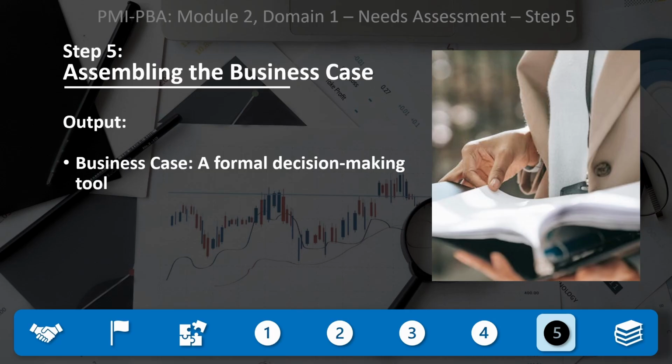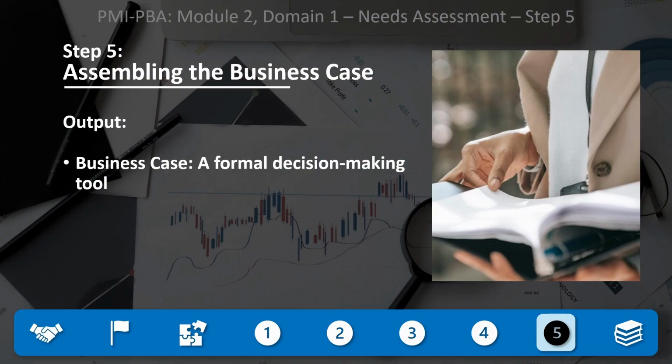The output of this step is the formal business case itself, along with a defined product scope. Together, these become the foundation for charter development and subsequent project planning. More importantly, the business case serves as a living reference point throughout the project lifecycle, used to validate whether the solution being delivered is still aligned with the original need and expected benefits.